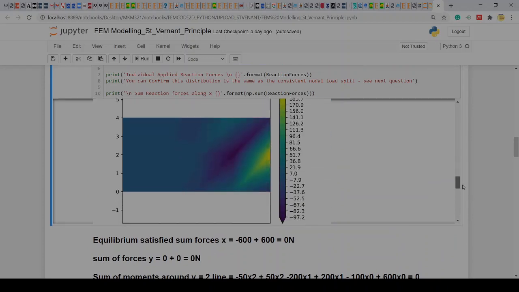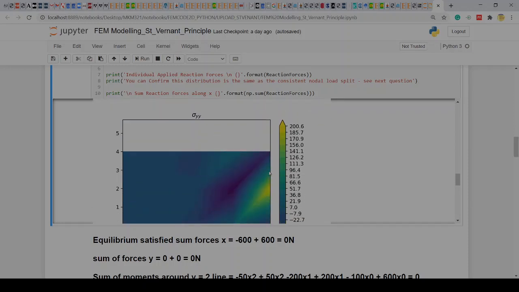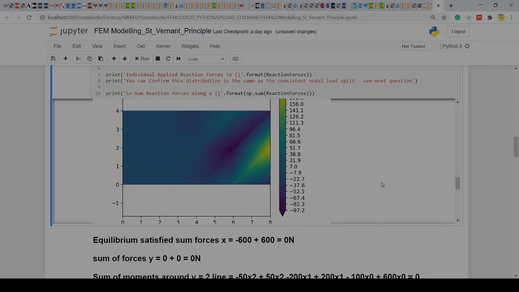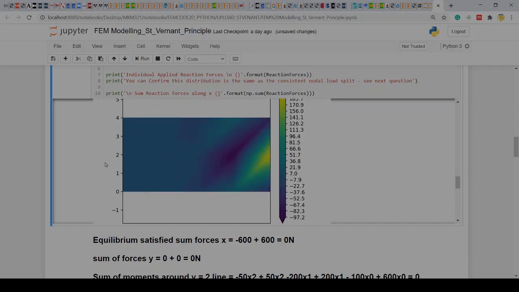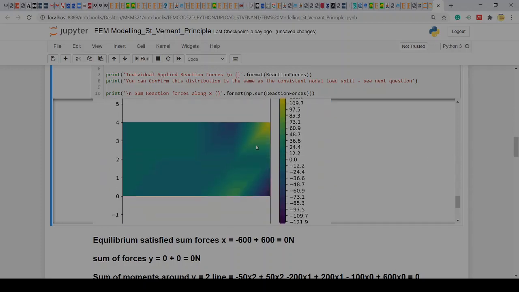Sorry, let me just show you sigma yy. That's what we see here. If I look at it, there's a large variation of sigma yy here. Far away, we see no sigma yy. And same for the shear. If I look close by, the variation in the shear here is of course quite a lot. If I look far away, the shear is essentially close to zero, as one would expect to see.